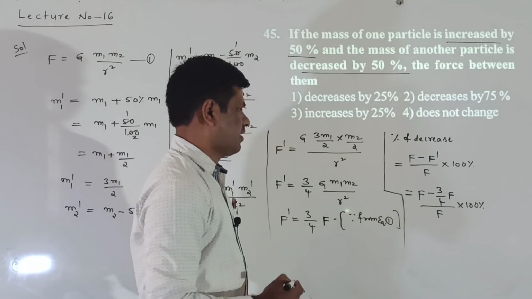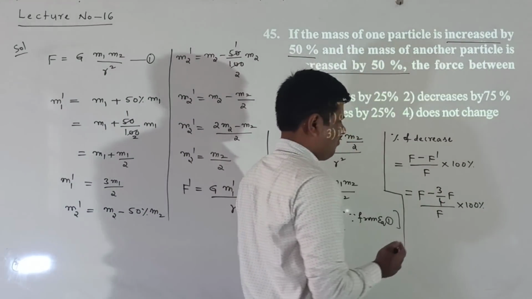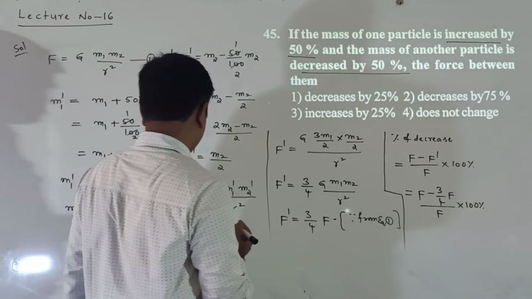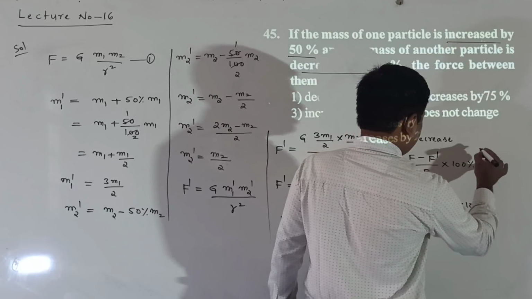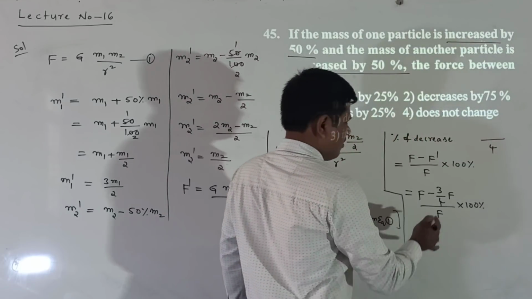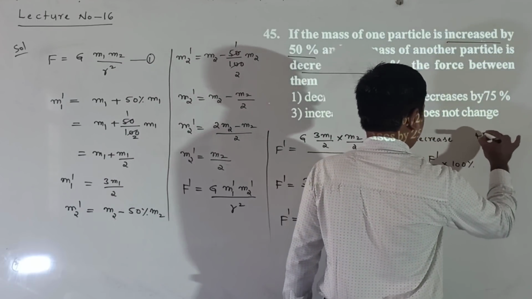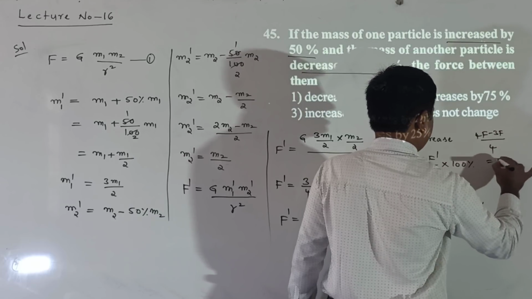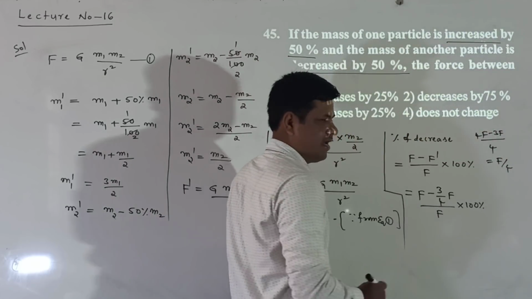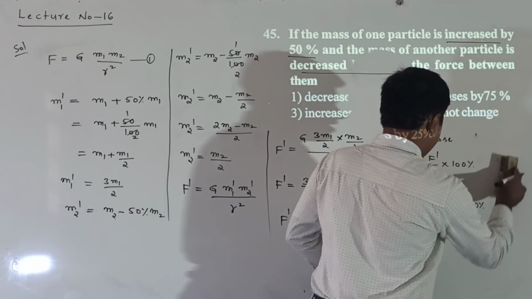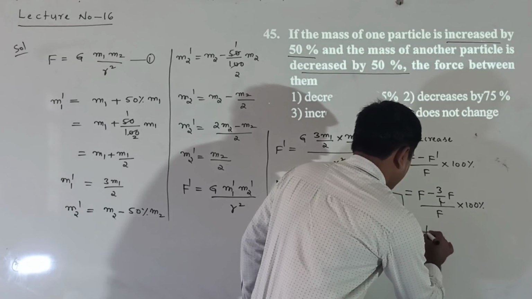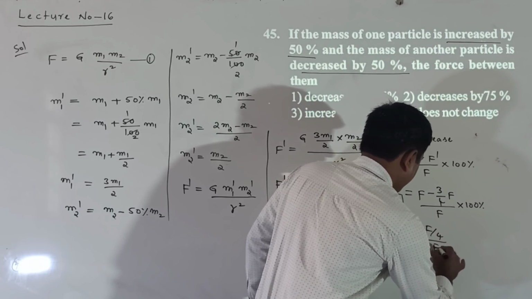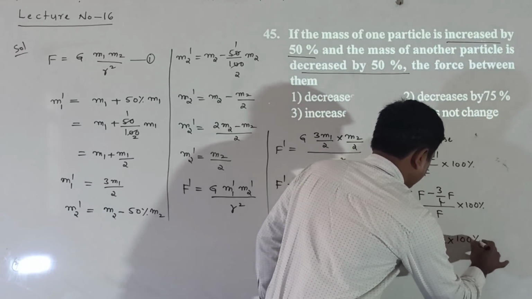Now calculating this one. 4F minus 3F, this is what I am showing here. When making the LCM, this is 4, right? 4F minus 3F is equal to F by 4. Directly I am writing. So when making the LCM, 4F minus 3F by 4 is equal to F by 4, by F into 100%.